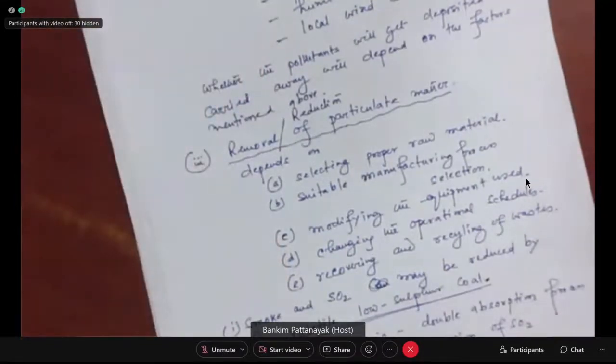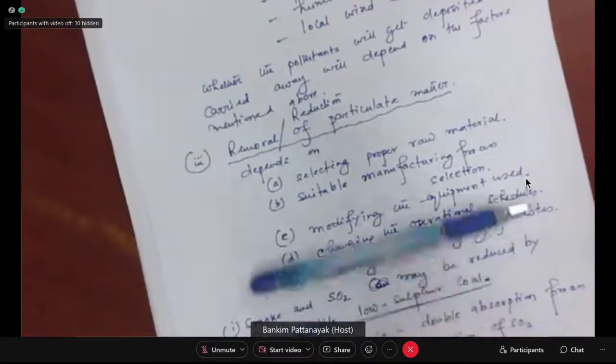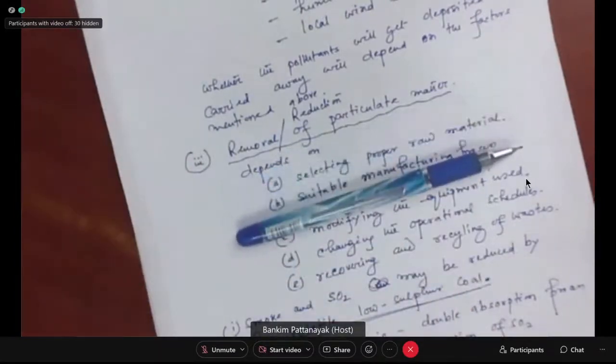In high-end cars, the cars which are BS4, BS5 type, beyond BS4, you have double catalytic converters fitted in the exhaust of the car, basically the car IC engine.